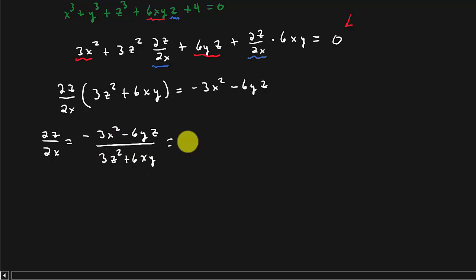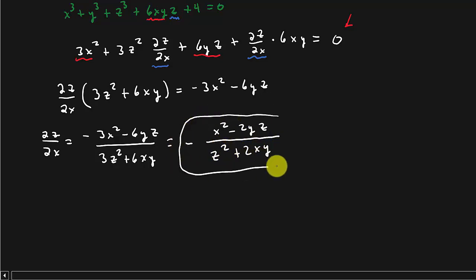And then I'm going to factor out a negative. And then notice 3 goes into each of those. So that's x squared plus 2yz over z squared plus 2xy. And there's your partial with respect to x.